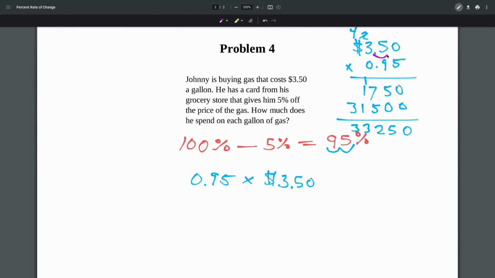And then we look here. We see we've got 2 decimal places here, 2 decimal places here. So we have to go 1, 2, 3, 4. Place the decimal here. We want to round to the nearest penny. So that's going to be this spot. So we actually look to this spot. This is 5 or greater. So the new price is going to be $3.33 with the discount.